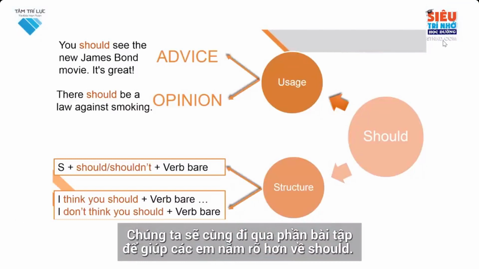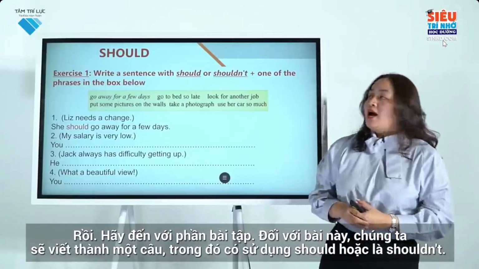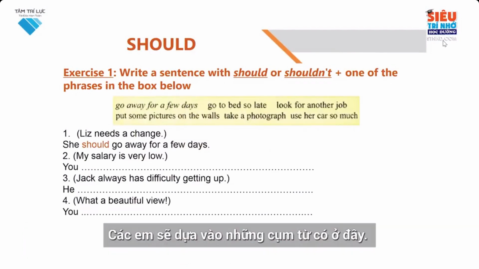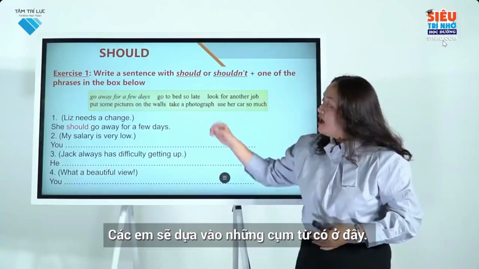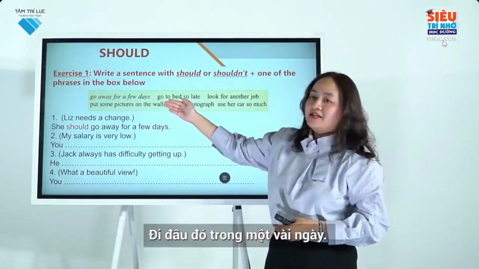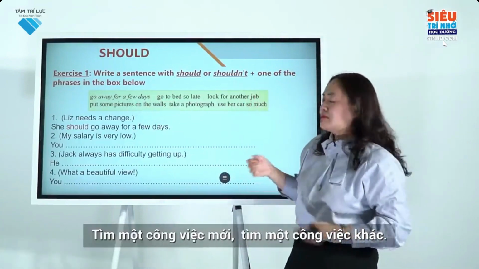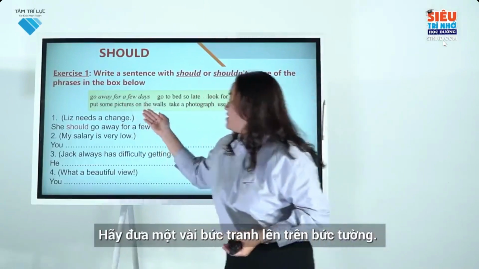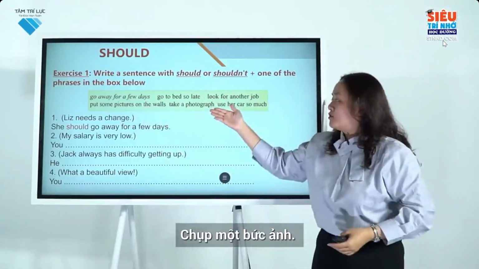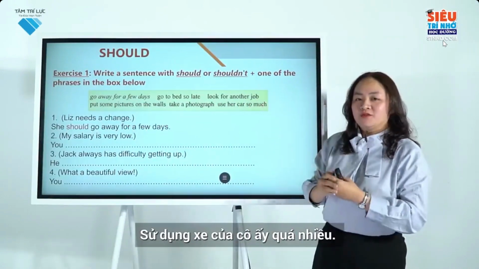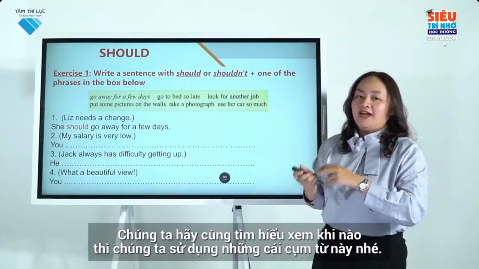We will do some exercises to help you better understand. Okay, come to the exercises part. For this exercise, we'll write a sentence that uses should or shouldn't. You will base on the phrases here. Go away for a few days. Going to bed so late. Look for another job. Find another job. Put some pictures on the walls. Or take a photograph. Use her car so much. Let's find out when we use these phrases.